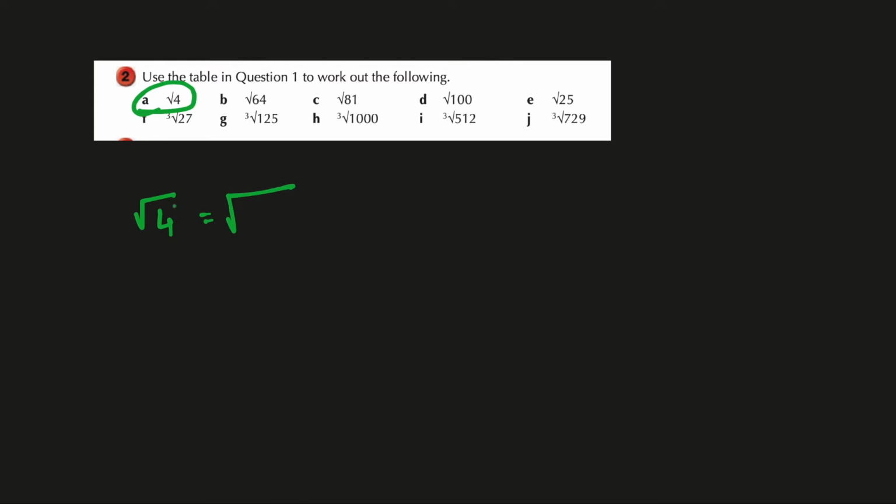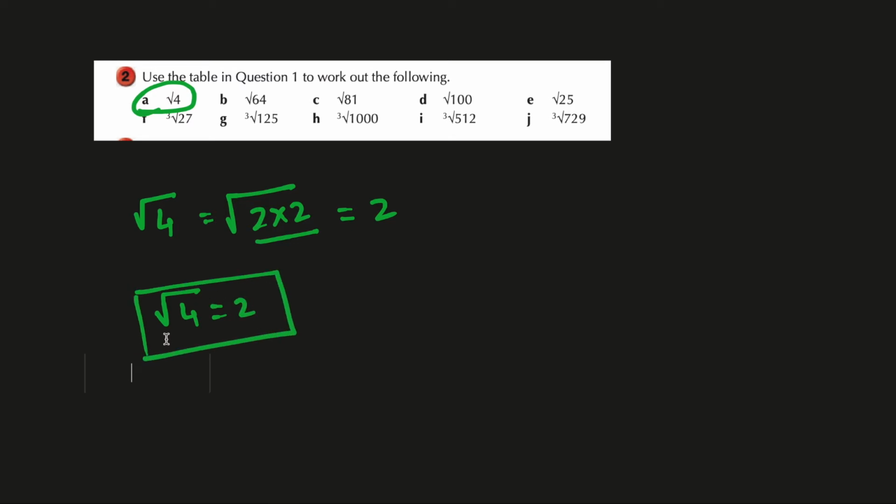First, 4, how can we split 4? We can split 4 into 2 times 2. In square roots, what we have to do is pair them up. There are two 2s in it. So what do we write? We write 2 for one pair, and we get rid of the square. So if you ask me what is the square root of 4, it's 2.